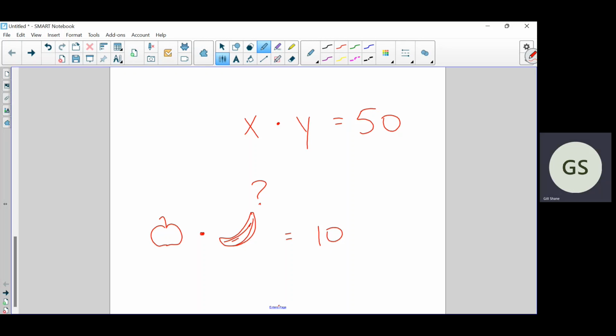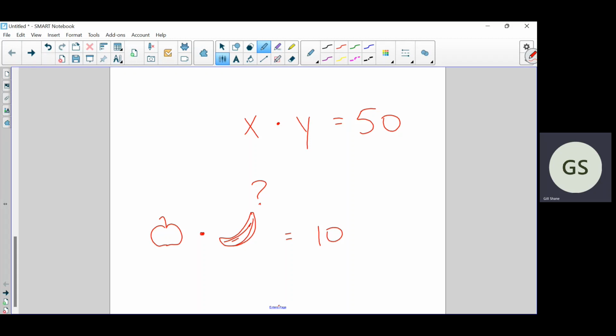Like how many apples I know. Well, it's not saying how many, it's saying one apple times one banana is 10. And there's a value associated with that. It's just a variable. Instead of using a letter, we're using a picture to represent it. So technically, if this is confusing, don't worry about it. A variable is really just anything that represents the unknown number. So sometimes you may see worksheets that have pictures that represent an unknown number.